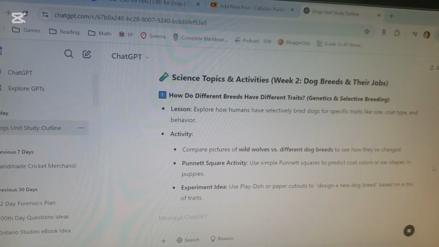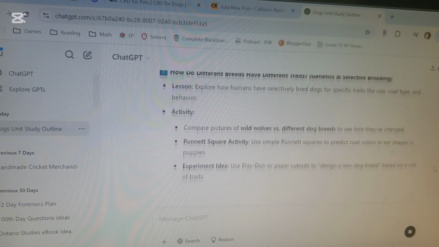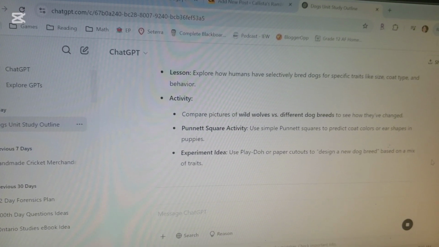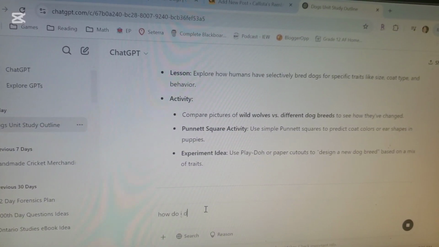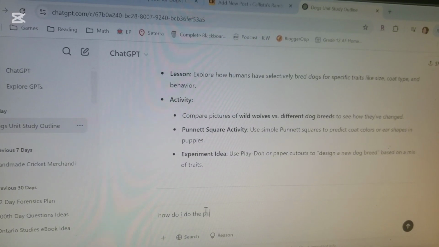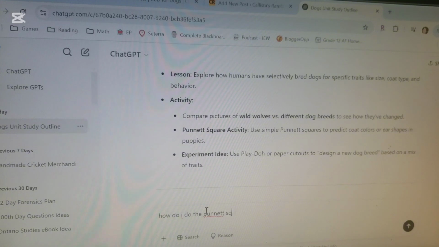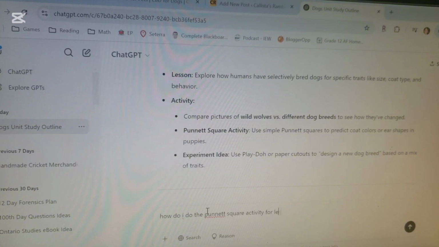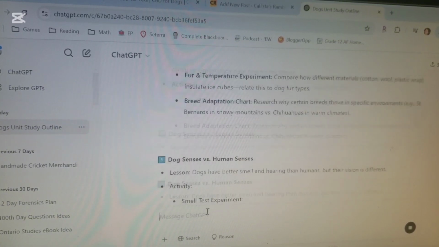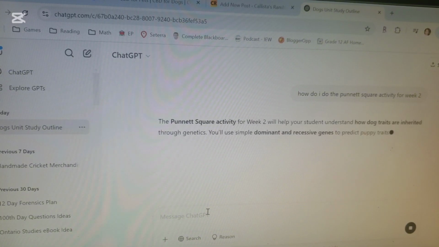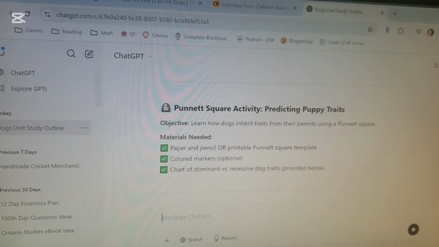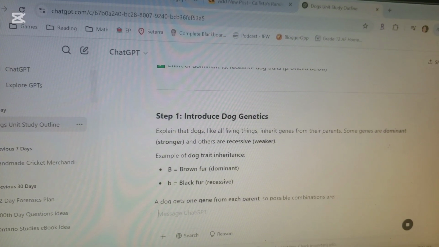Look at that. Specific activities. And I can look them up myself. Like Punnett Square activity, I can look up what that is and find an activity, or I could ask it. I could say, how do I do the Punnett Square activity for lesson for week 2? Tells me exactly how to do it.